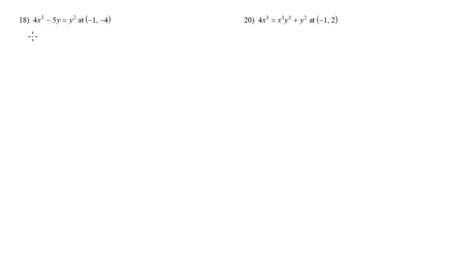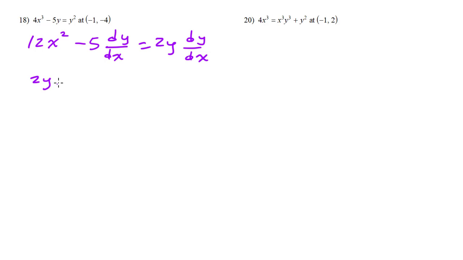The derivative of 4x cubed is going to be 12x squared. And then the derivative of negative 5y is going to be negative 5 dy dx. And then over here we have 2y dy dx. Now we want to get the dy dx's together. So let me just rearrange this. So I would have 2y dy dx, just switching sides. And I'm going to add 5 dy dx to that, equals 12x squared. So I'm just putting that together, the negative 5y dy, adding it to both sides, and switching the left and the right side here.